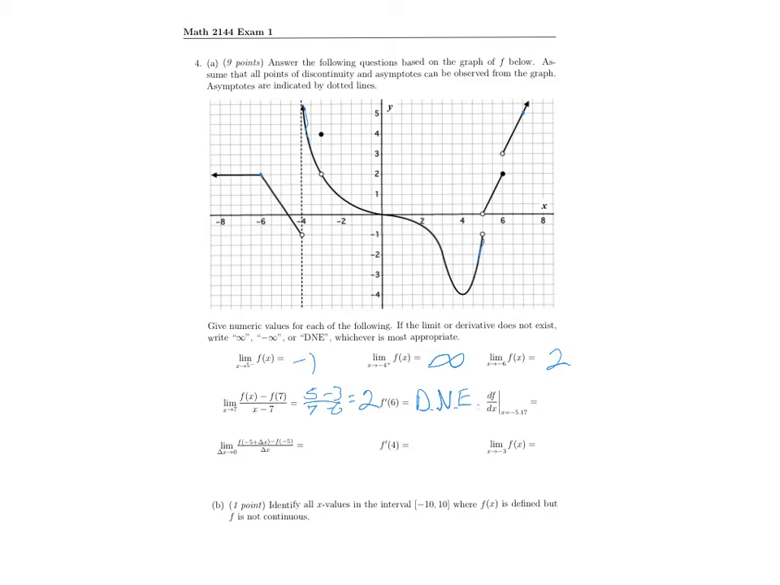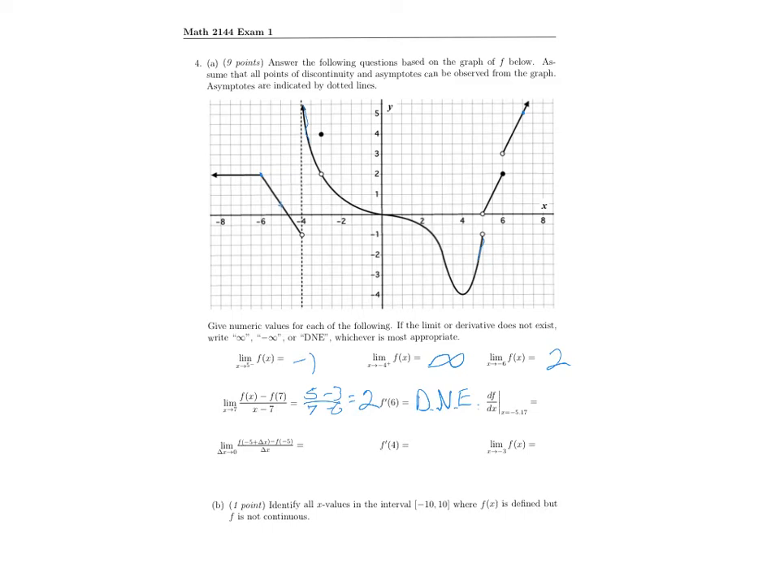So df over dx at x equals negative 5.17, that means that we're really just saying f prime of negative 5.17. So we're asking about the slope at negative 5.17. So that would be the slope somewhere like right in here, essentially.